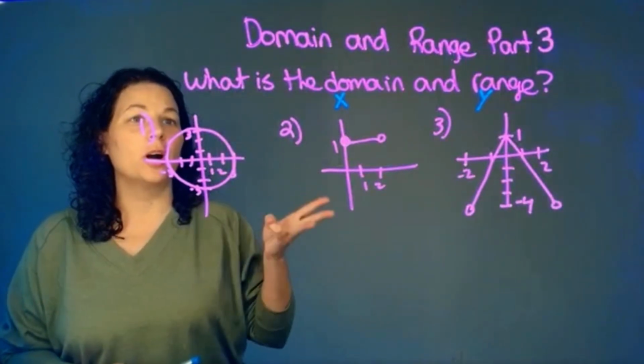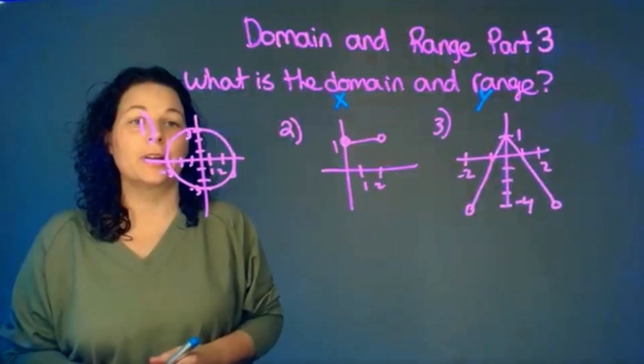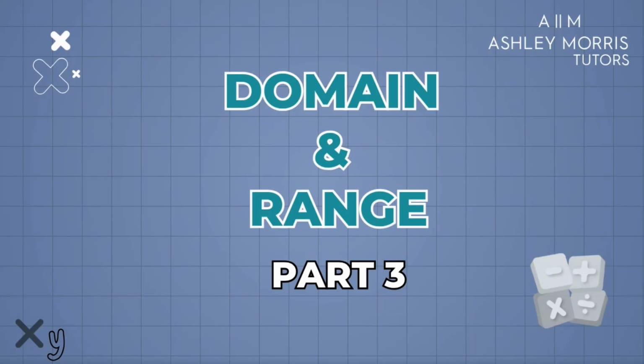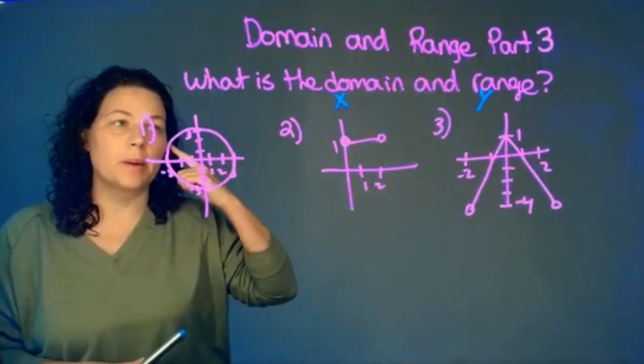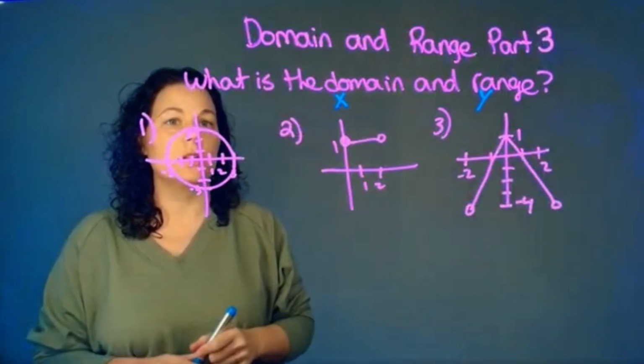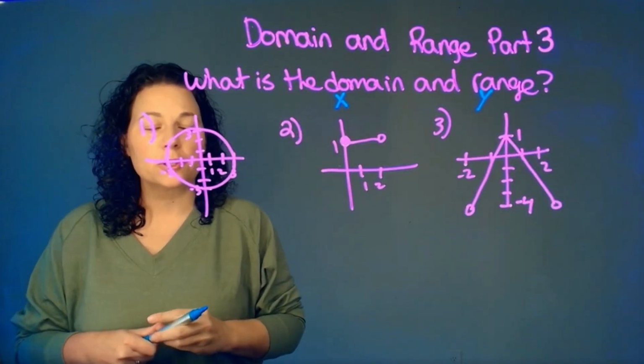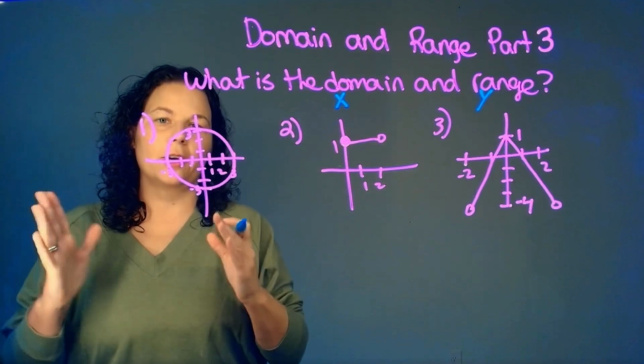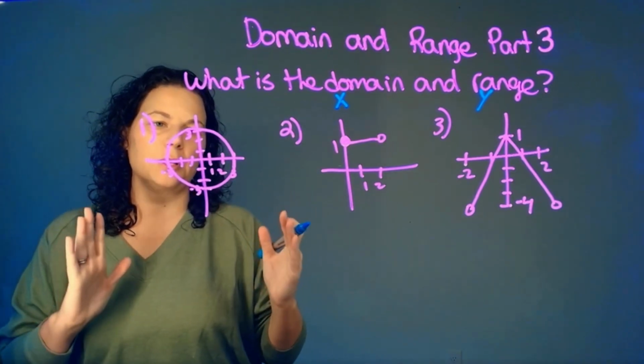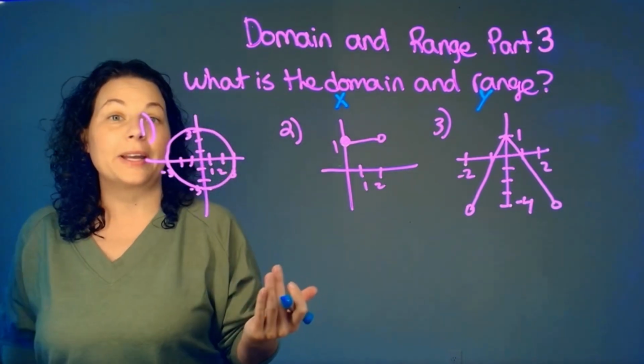In this video, we're doing part 3 where we're going to find domain and range from a graph. Remember, domain is our x and range is the y values. So for this first one, we've got a circle that goes between -3 and 3 on the x and on the y. So that has a radius of 3.